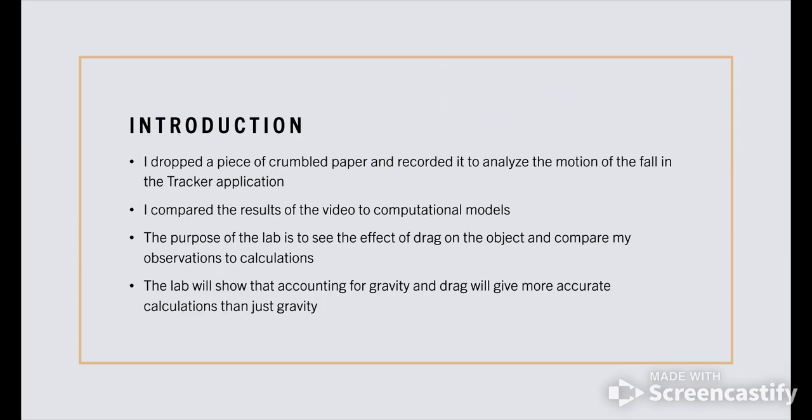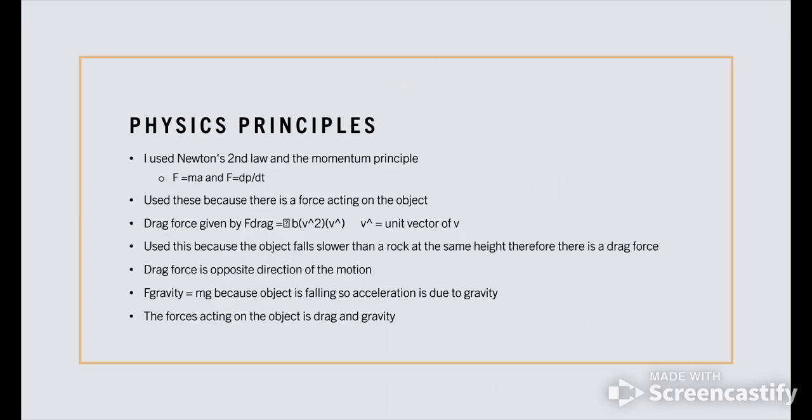Introduction. I dropped a piece of paper and recorded it to analyze the motion of the fall in the Tracker application, and I compared my results to computational models. The purpose of this lab is to see the effect of drag on the object and compare my observations to calculations. This lab will show that accounting for gravity and drag will give a more accurate calculation than just accounting for gravity. The physics principles I used in this lab were Newton's second law and the momentum principle.